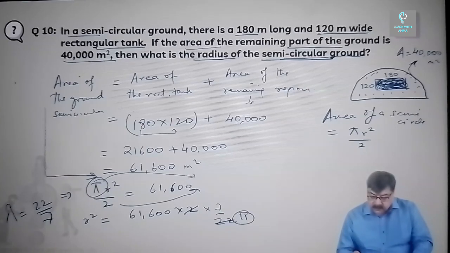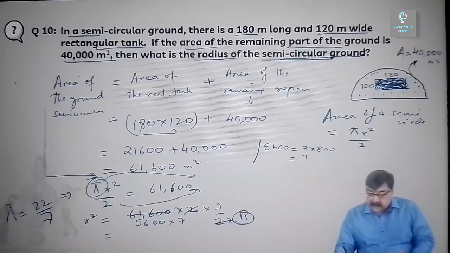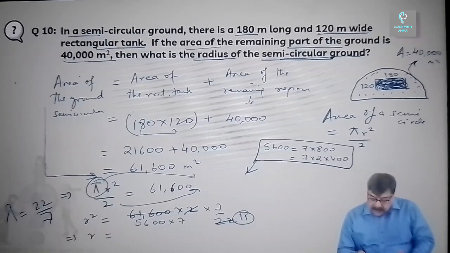11 divides 61600 as 11 5s are 55. 6 remains, 66, so 5600 is to be multiplied with 7. Well, now here if you see, 5600 can be rewritten as 7 into 800, which can still be rewritten as 7 into 2 into 400. Using this calculation, we get r square here as 2 into 400 into 7 into this one, this 7.